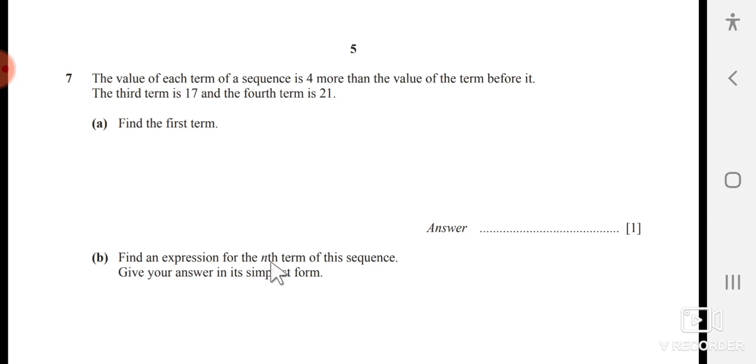When you replace these values of a and b found, Tn is equal to a's value plus b's value n. That would be the expression for this.